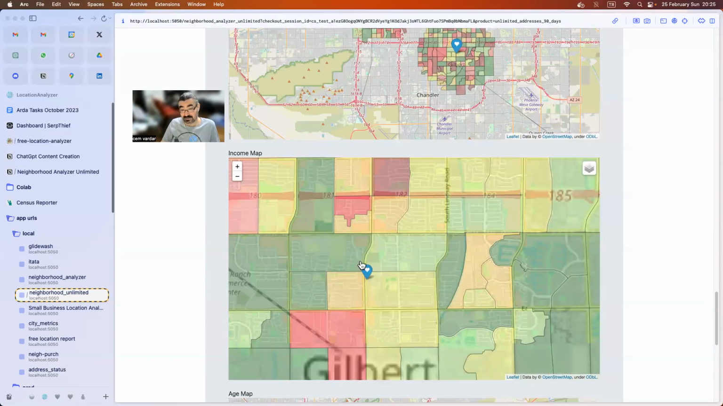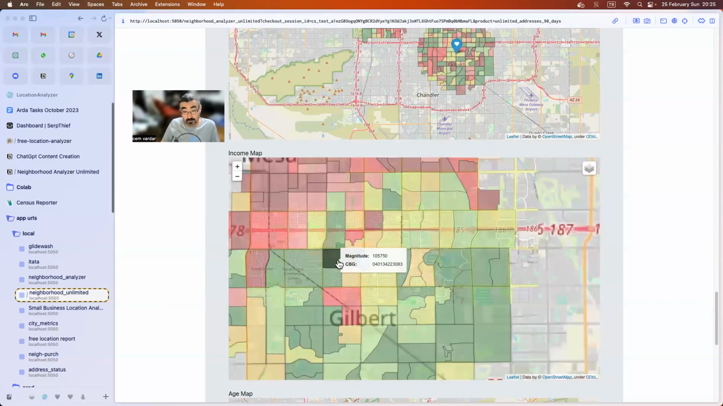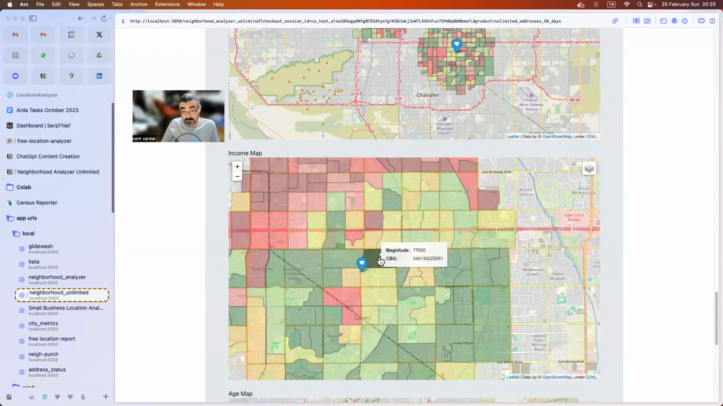You can see that this location is sort of in the middle. There are nicer houses to the west of it, and then maybe a little bit lower income families to the east of it, right? So this gives you really detailed information about the makeup of the neighborhoods and so on.